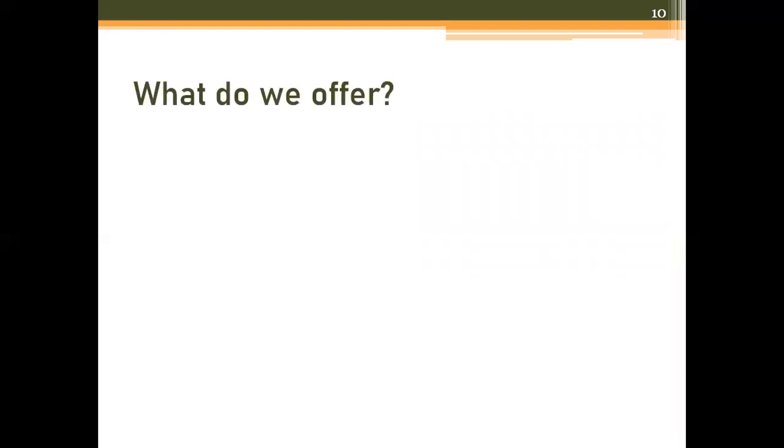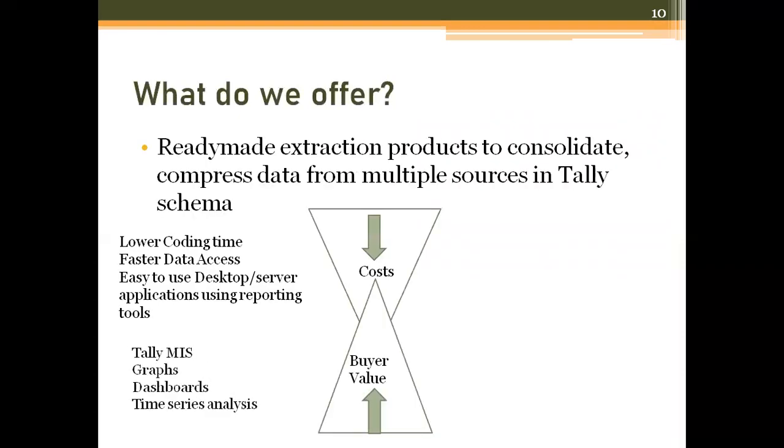So what is the offer to industry? A ready-made extraction product to consolidate compressed data from multiple sources in the Tally schema. The cost value is lower coding time, faster data access, and an easy-to-use desktop server application using reporting tools. The buyer value is Tally MIS graphs, dashboards and time series analysis. So we are converting TDL's equivalents to text.